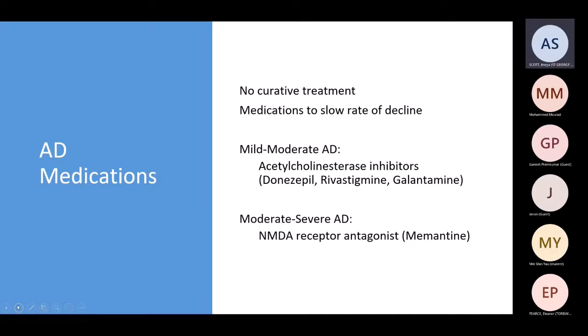And in terms of the medication for Alzheimer's, there's no curative treatment, but there are medications that can slow the rate of decline. So there are acetylcholinesterase inhibitors, like donepezil, which is probably the one you'll see the most, rivastigmine and galantamine. And then in moderate to severe Alzheimer's dementia, you can use an NMDA receptor antagonist, like memantine, which is the most common one.